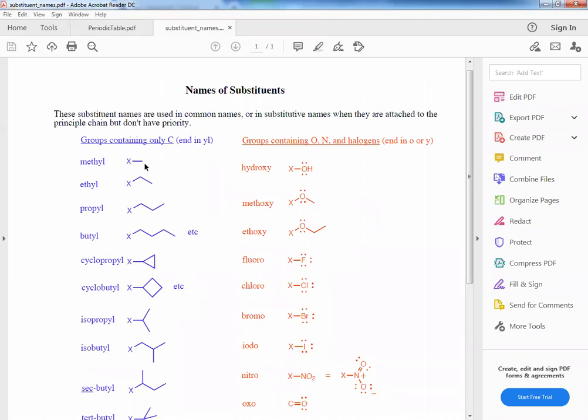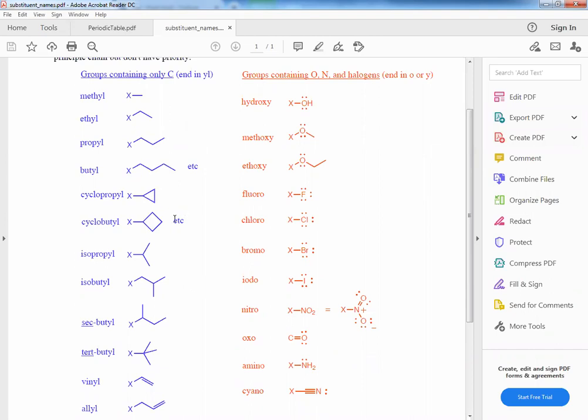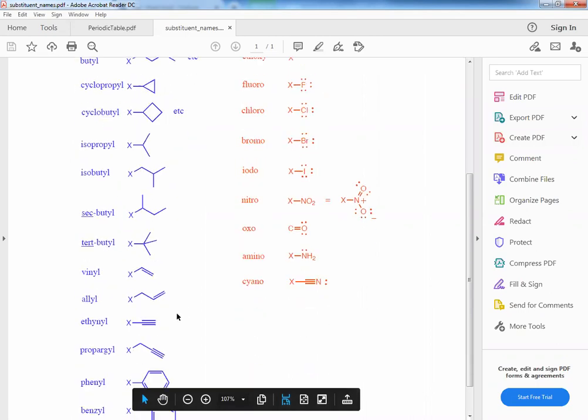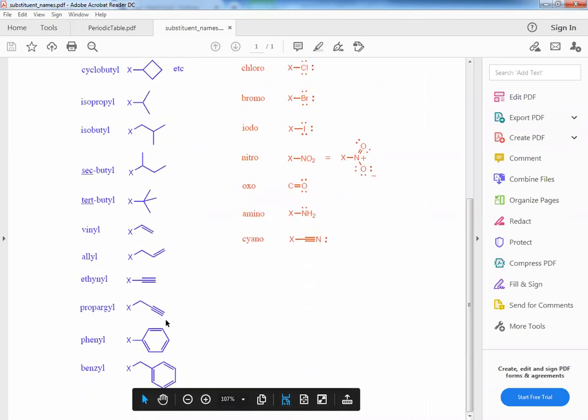So if you see a single line, that's a methyl. It's just one carbon. If you have a line that extends where you have two carbons, that would be an ethyl. If you have three, that would be a propyl, and a butyl, and a pentyl, whatever it is. Of course, if you have a ring, that would be a cyclopropyl. We're going to get to these in a second. But then you have isopropyl, isobutyl, sec-butyl, tert-butyl. Don't worry about these down here because we won't use them in this semester.